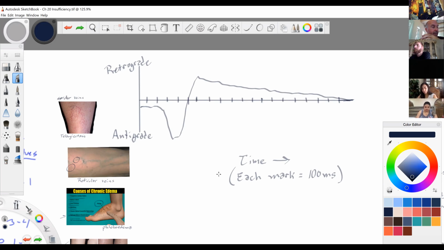Okay, so the patient is standing. Great saphenous vein. If you're, what do I have? Great saphenous cuff.